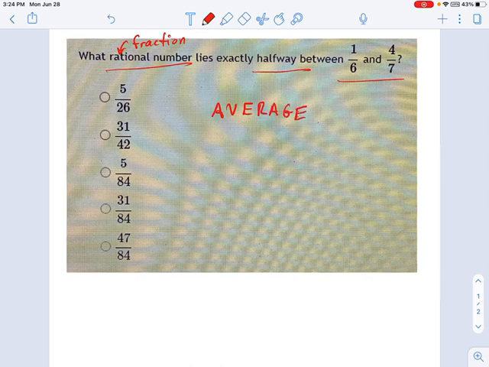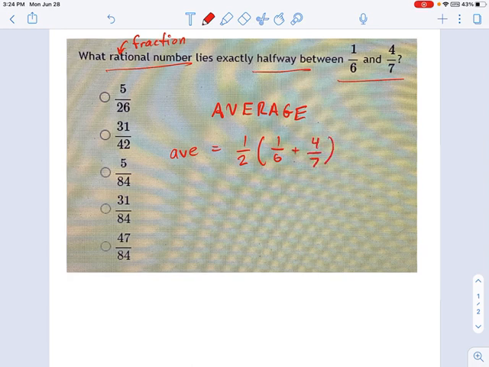So if you get a 40 and a 60 on a test, your average score is a 50, right? It's halfway between the two scores. So I want to know what is the average of these two numbers. And the way you calculate the average is you say 1/2 of the sum. So in other words, 1/2 of 1/6 plus 4/7.